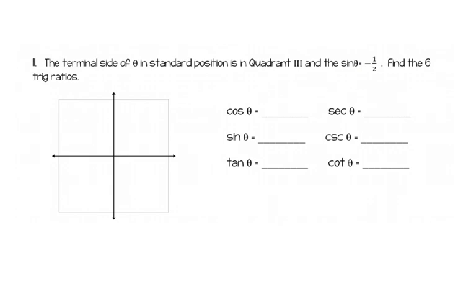Okay, number 11, this is the last one. I'm going to just talk you through the setup of it, and then I want you to pause the video and go and finish it. It says the terminal side of theta in standard position is in quadrant 3. So in quadrant 3, it goes 1, 2, 3, 4, and quadrant 3 is going to be down here. What that means is my reference angle will be right there.